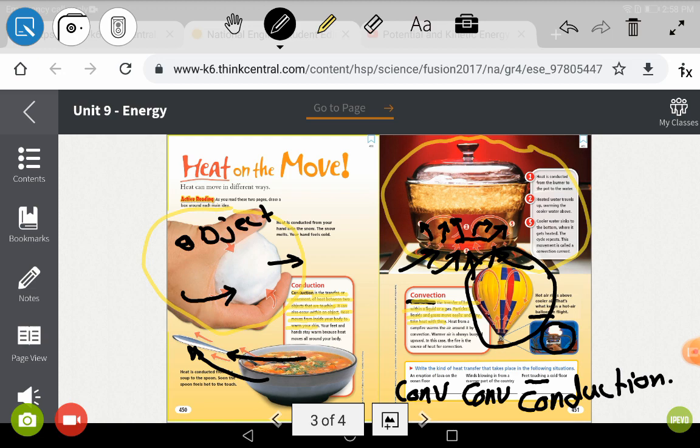That's all about our lesson today, which is the methods of transferring heat, or how heat moves. We said there are 3 different ways: conduction, convection, and radiation. Now in part 3 we will talk about radiation.